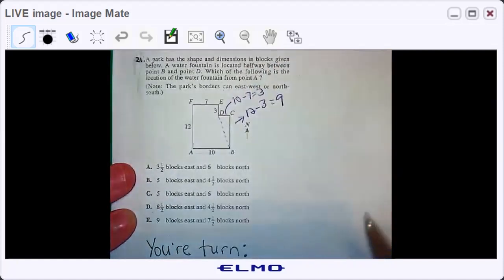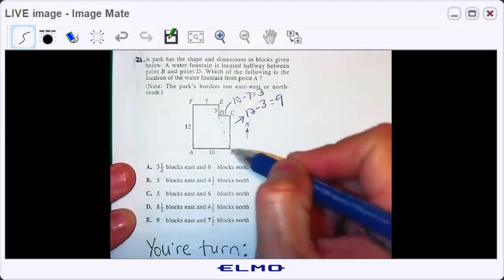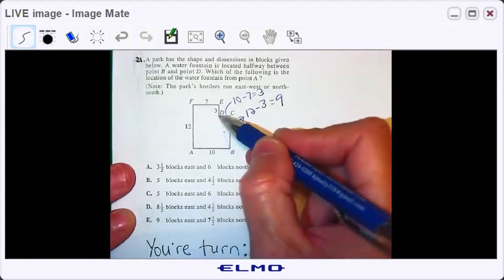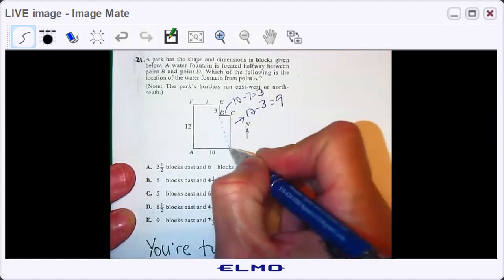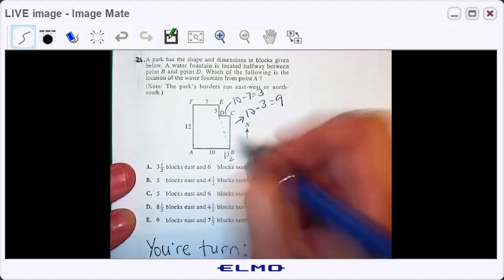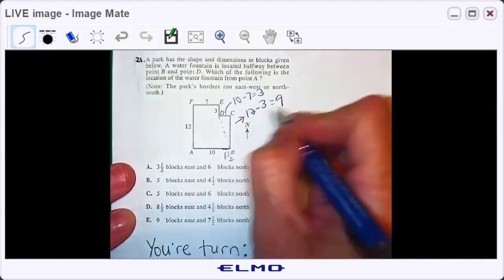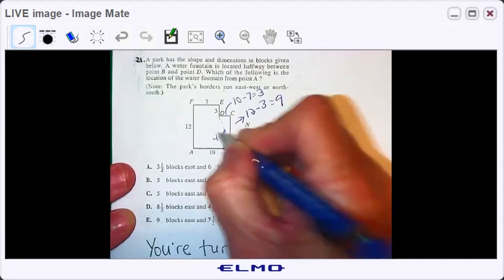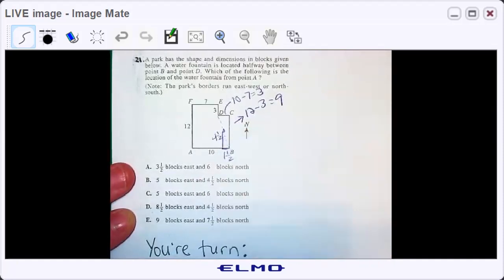Now it's pretty easy to go halfway, because 3 over and 9 up would be all the way. So I want to do half of that. So over 1.5 and up 4.5 would get me to that midway point.